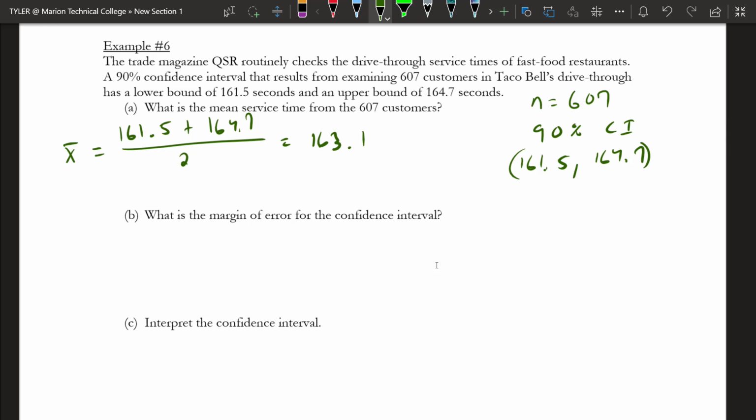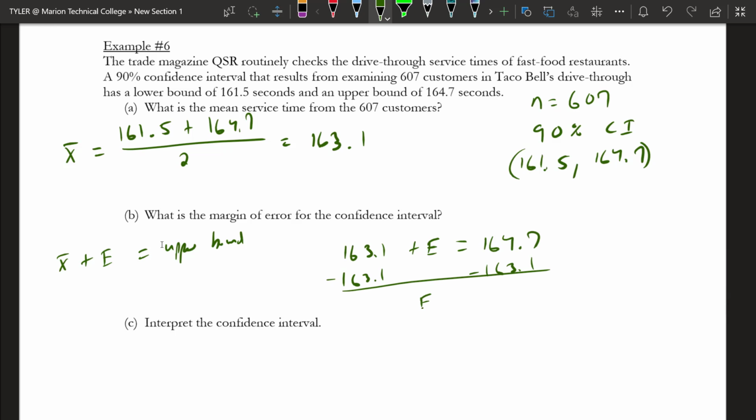So then part B says what's the margin of error for the confidence interval, right? So remember, x bar plus E is going to equal the upper bound. So if we plug in what we know, x bar is 163.1 plus E, what we're trying to find, that's equal to the upper bound of 164.7. So then I can subtract 163.1 from both sides, and I find E to be equal to 1.6.